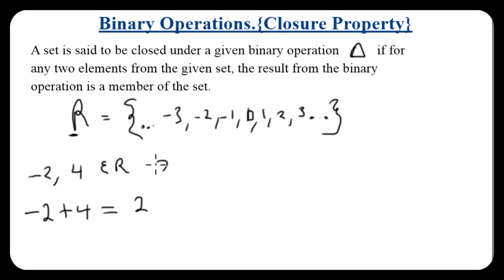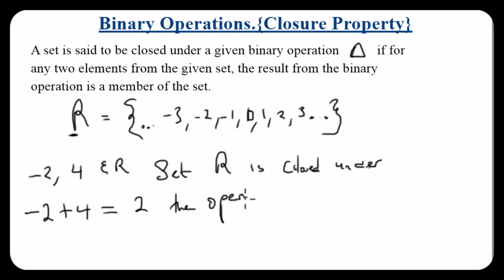So set R is closed under the operation addition. Alright, so you can see it's quite easy. When you combine two elements of a particular set, if the third element, or the result rather, can be found inside that same set, then definitely we can say that the set is closed under such operation.